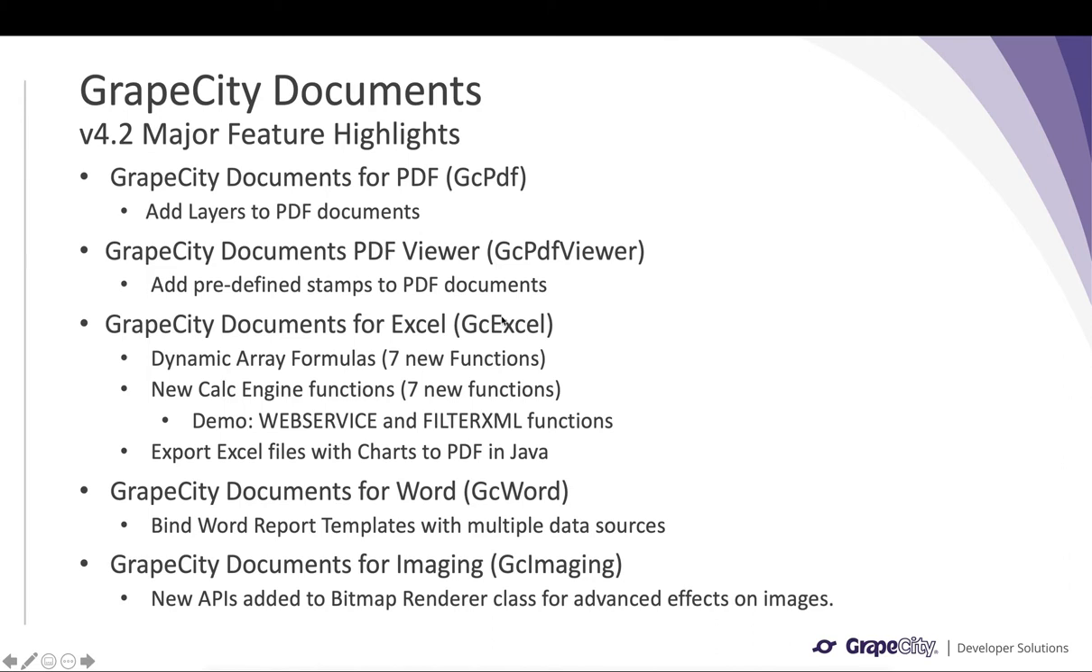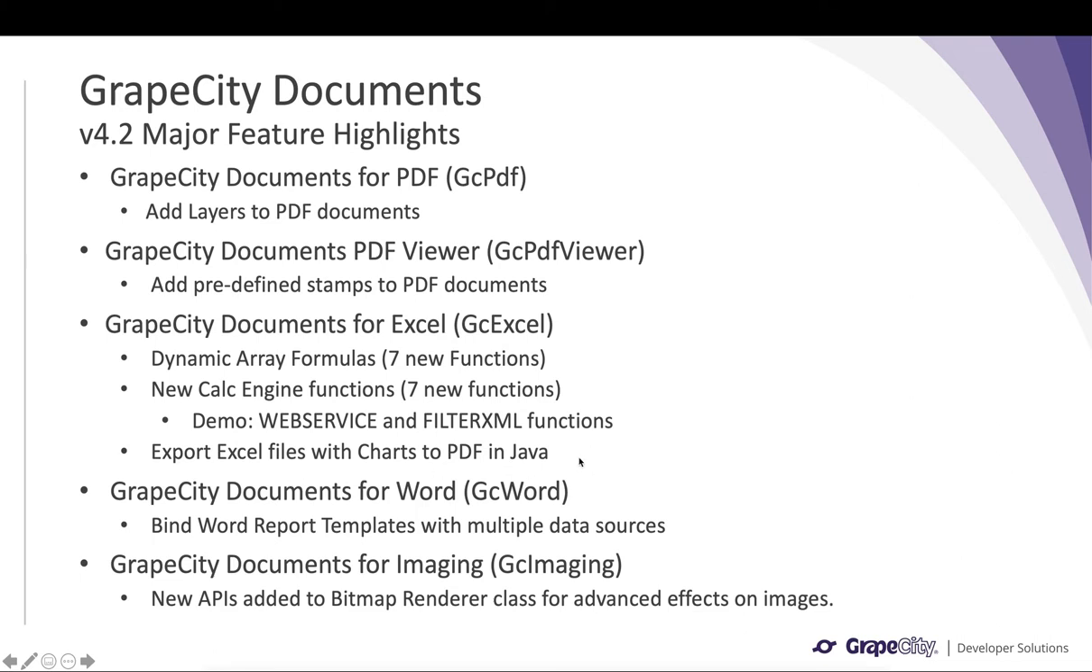With GC Excel, you will now be able to apply dynamic array formulas in Excel workbooks, and 7 new functions have been introduced. In our calculation engine, we have added some new functions, and I will demo the web service and the filter XML function today. You will now be able to export Excel files with charts to PDF in your Java apps using GC Excel Java. This was much in demand from our customers, and today I will demo the steps to do so in your Java apps.